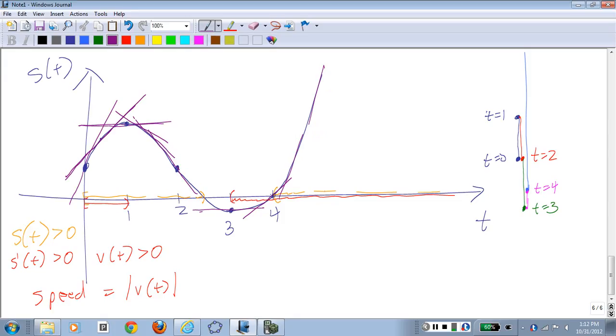How do we tell when it's slowing down and when it's speeding up? Well, we can tell by the shape of the curve. Look at the basic shapes that we've got here. We've got this shape, this shape, this shape, and then this shape. I think these are the four shapes that I need here.